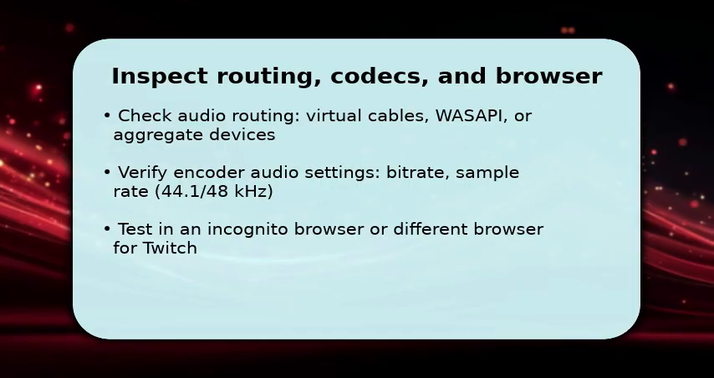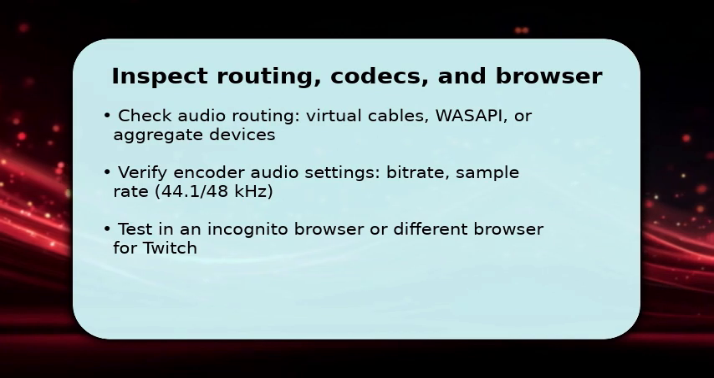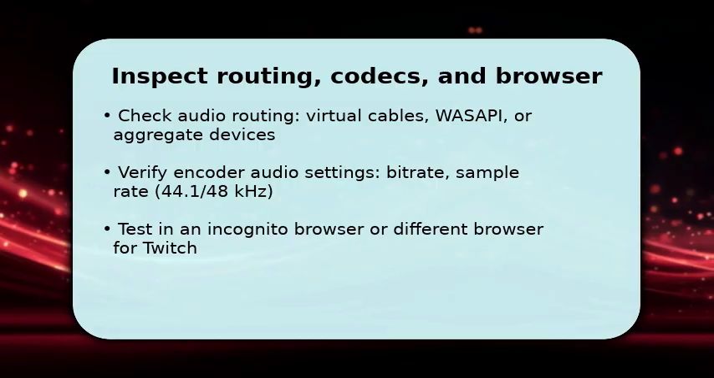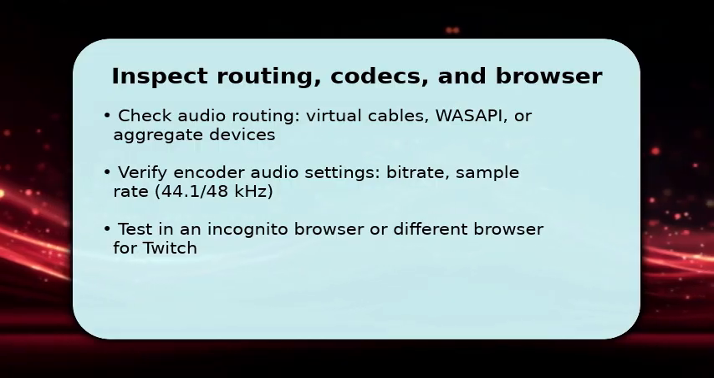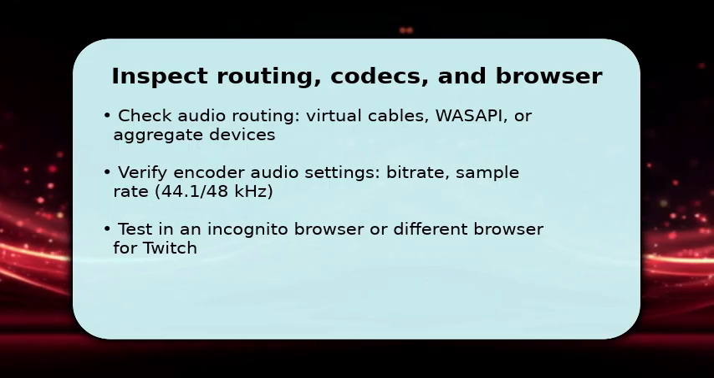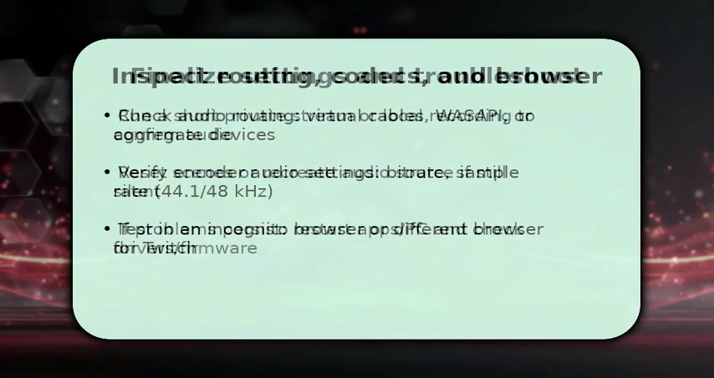Also test Twitch playback in an incognito window or a separate browser to rule out extensions. Once you standardize routing and encoder settings, you'll know if it's a mixer issue or platform/browser problem. Finish by validating with a private stream or a local recording so you can inspect the file directly.